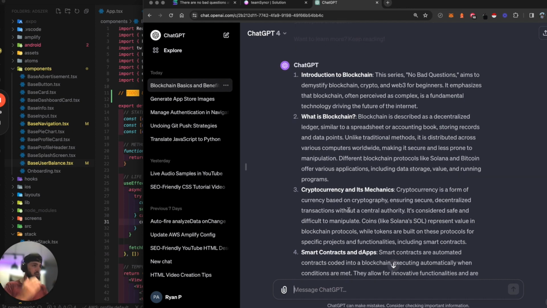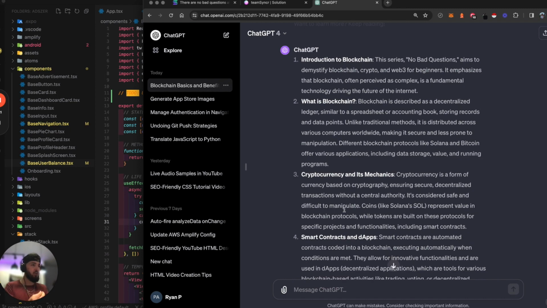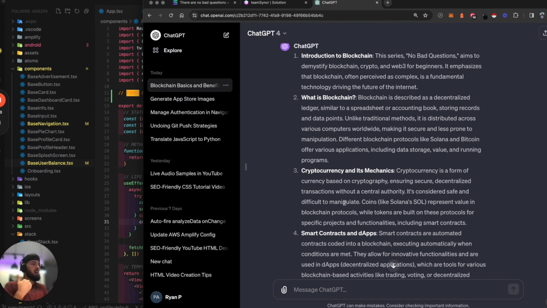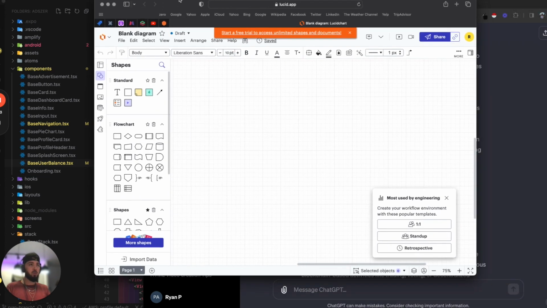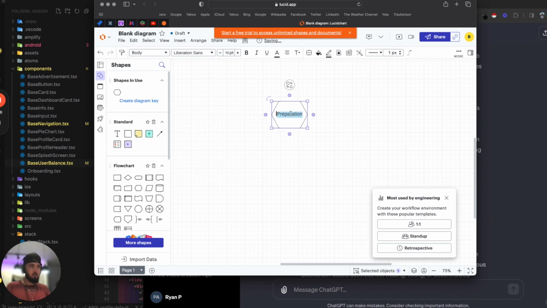So, cryptocurrency and its mechanics. Cryptocurrency is a form of currency based on cryptography, ensuring secure, decentralized transactions without a central authority. That's the most important part, a very, very important part. So if we look at a system today, let's get a fun blockchain-looking object. Or better yet, I'll say this is a bank.